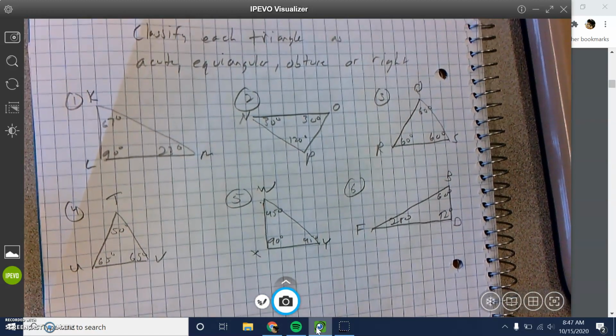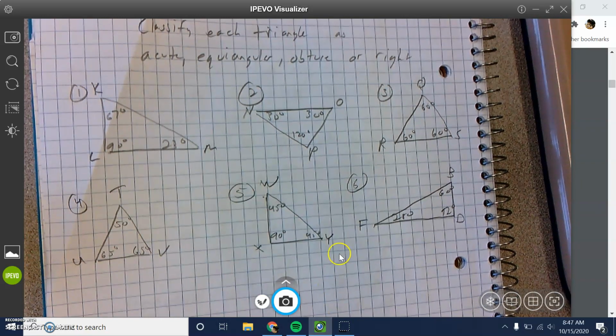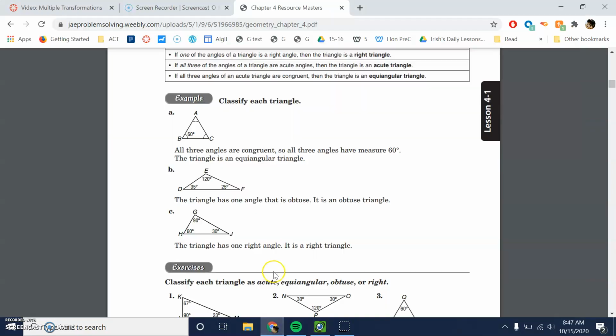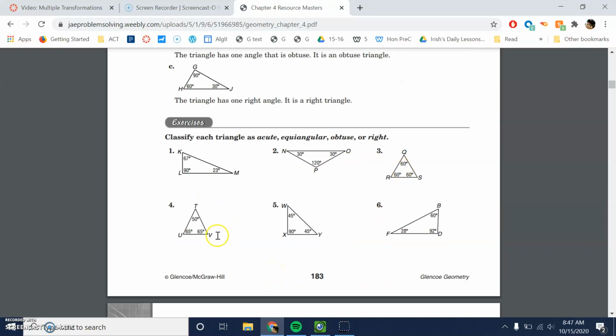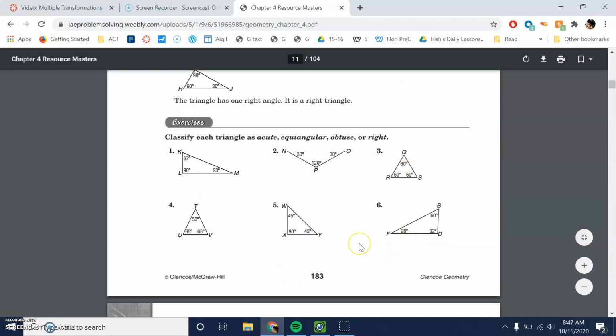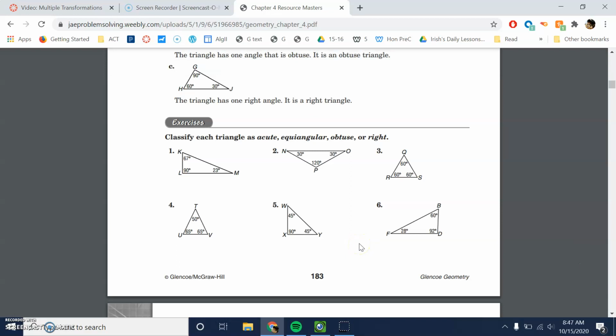Here are my drawings of all 6 right here. Check it out. 1, 2, 3, 4, 5, 6. Pause the video and copy these down. And now I want you to label them acute, equiangular, obtuse, or right. Do 1, 2, 3, 4, 5, and 6. Do all 6 on your own right now. Ready, set, go.